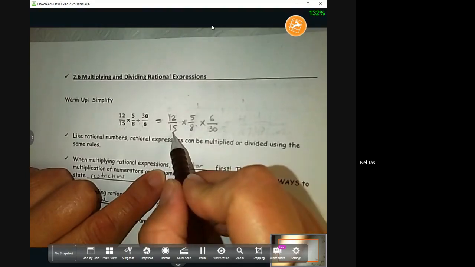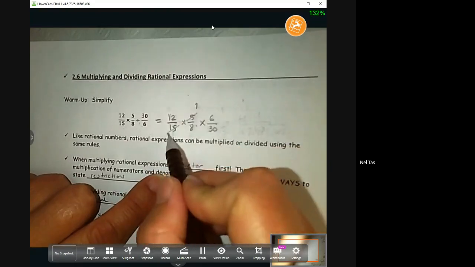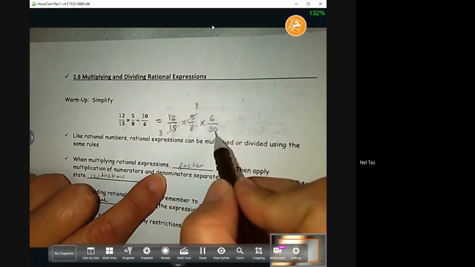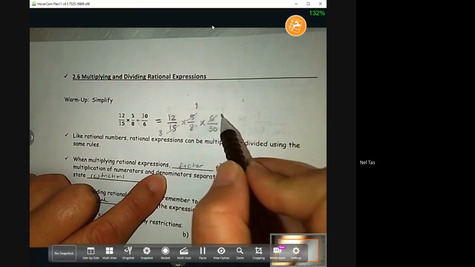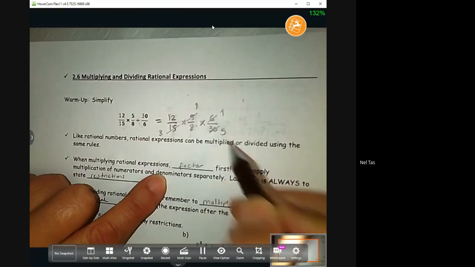Okay, so let's say 5 and 15. Both of them are divisible by 5. So divide 5 by 5, you get 1. Divide 15 by 5, you get 3. Now let's say 6 and 30. Both of them are divisible by 6. So divide 6 by 6, you get 1. Divide 30 by 6, you get 5.